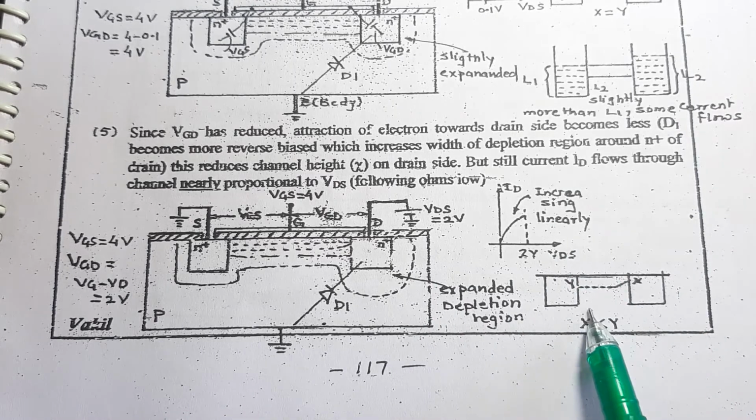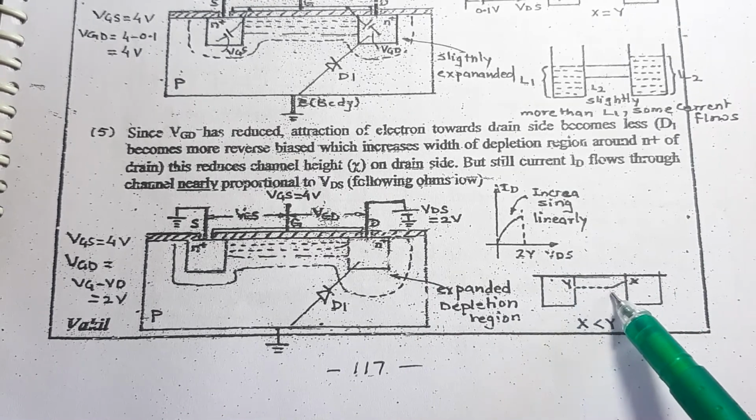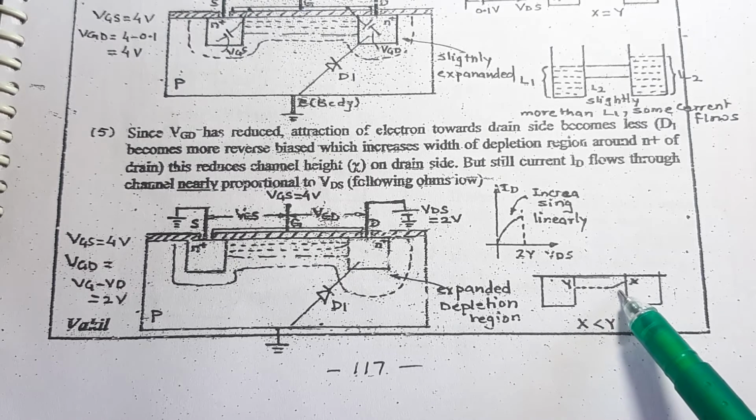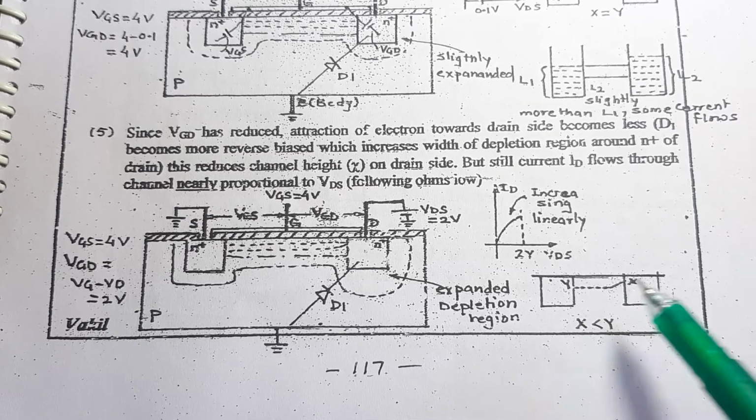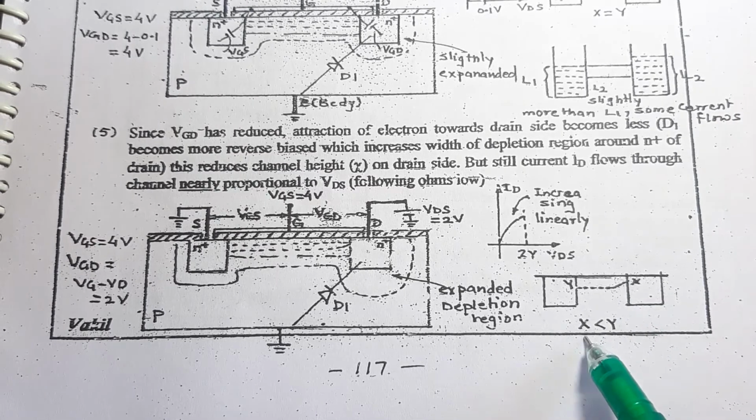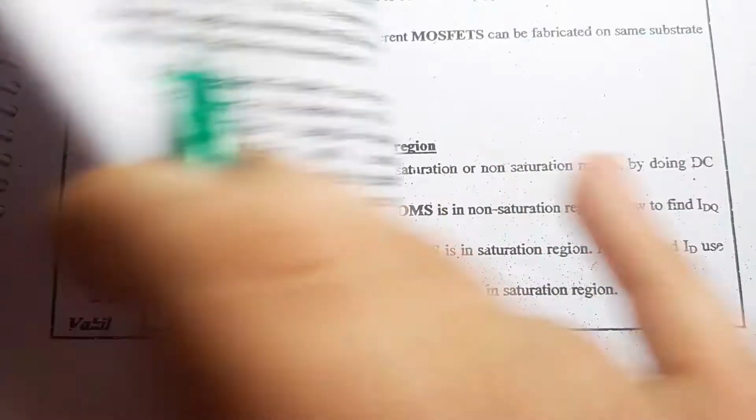Now if you look at this diagram, the graph is straight up till this point, but after a certain point, this point is moving upwards. That is your X, the height of X is being reduced on the drain side, and you can safely say that now your X is less than Y over here.